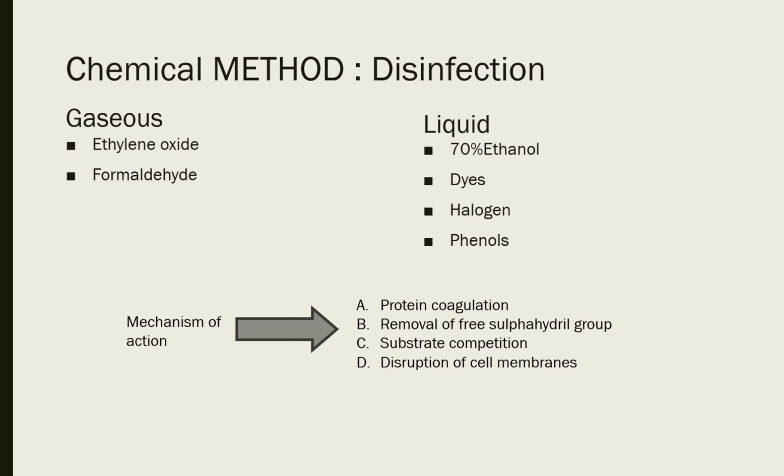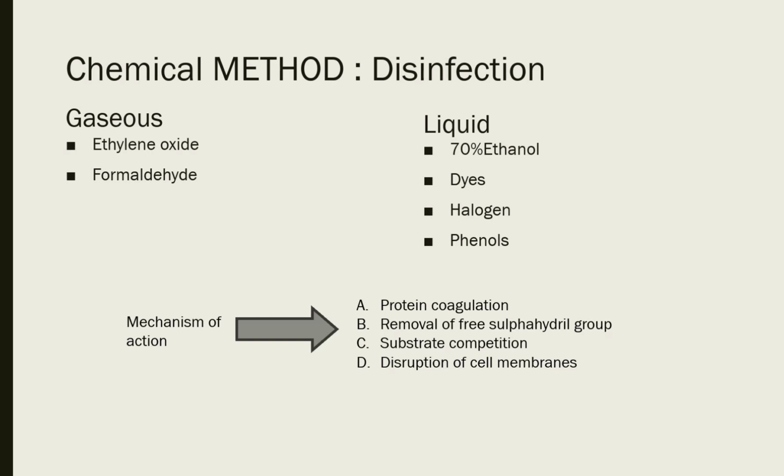Now coming to the last, the chemical method. Chemical methods are generally used during disinfection. They are of two types: gaseous and liquid. Different types of gases can be used. They should be bactericidal, and you should understand that whenever we use chemicals, you must handle them very carefully and properly, because they can be toxic or lethal. Different types of gases like ethylene oxide and formaldehyde, or formalin, and liquids like 70% ethanol, dyes, halogens and phenols can be used during the chemical method of sterilization.